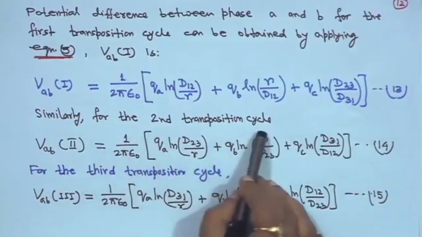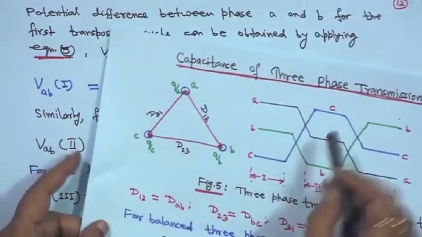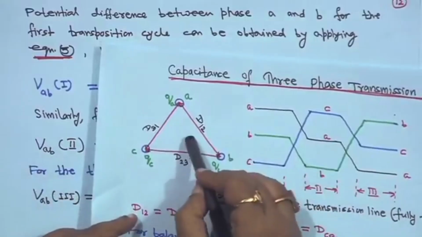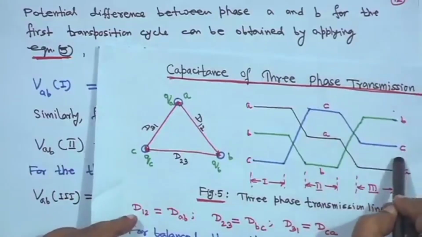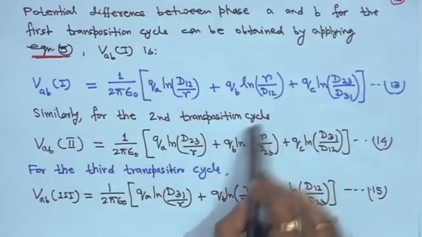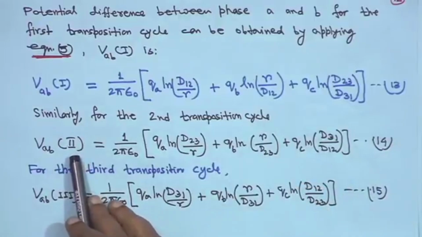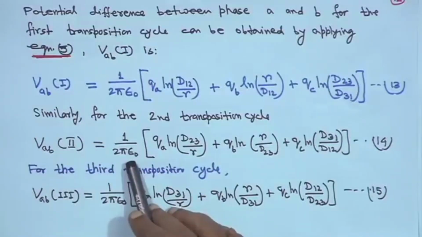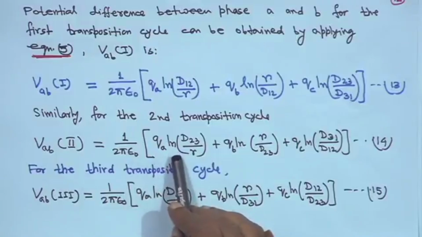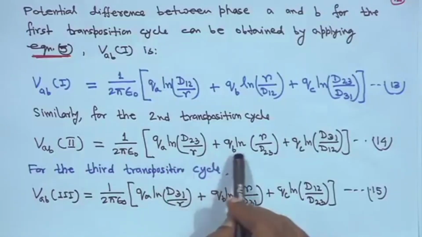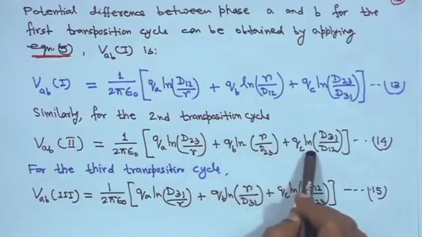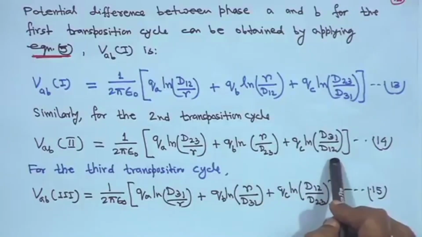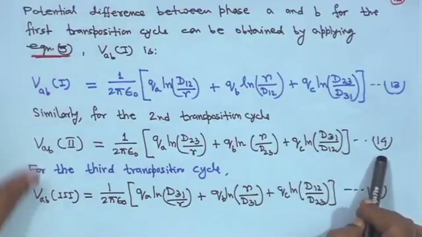Similarly, for the second transposition cycle, you make this configuration of your own, because we have seen it for inductance. Therefore, for the second transposition cycle, VAB for section 2 is equal to 1 upon 2 pi epsilon 0 times QA ln D23 upon R plus QB ln R upon D23 plus QC ln D31 upon D12. This is equation 14.